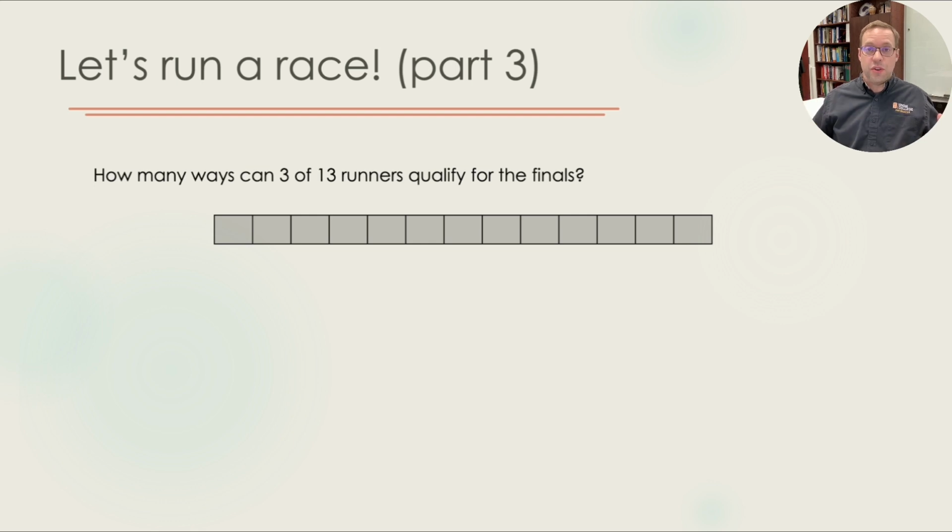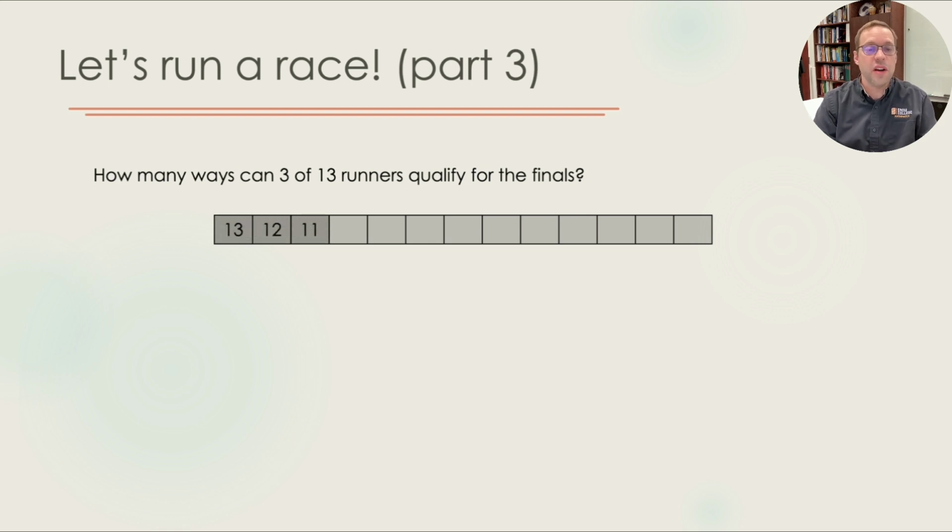So we've got this scenario. We've got 13 runners. They're running the race, but this is a qualifying match. And essentially, we're going to take the first 3 finishers, first, second, third place, and they're going to go on to the finals. Now, do we care about what order they cross the finish line? No. All we care about is, are they one of the first 3 to pass the finish line? So in this case, 1, 2, 3 would have the same results as 3, 2, 1. Okay, so the order no longer matters in this case.